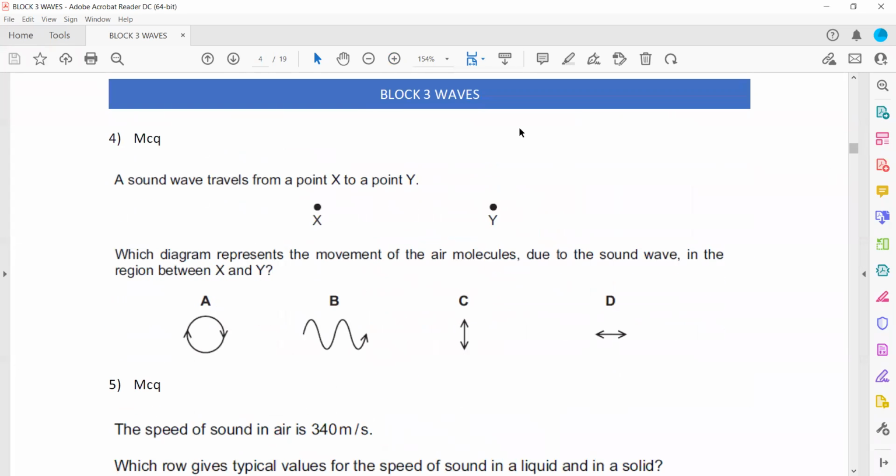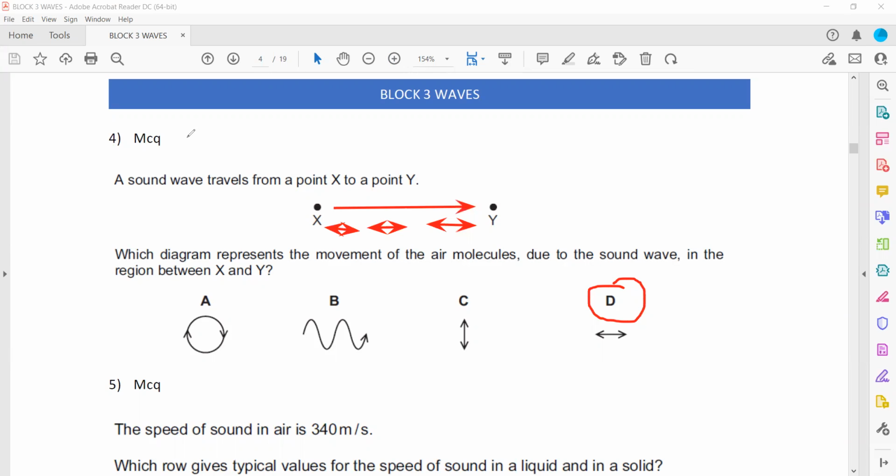The next question: a sound wave travels from point X to point Y. So if the wave is traveling from point X to point Y, what is the direction? Because sound waves are longitudinal. In a longitudinal wave, the particles vibrate parallel to the direction of the wave. So if the wave is traveling from X to Y, how will the particles move? That is between X and Y, the particles will vibrate. That's why D is the right answer.